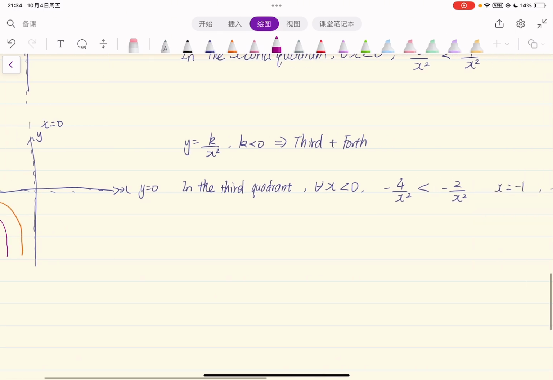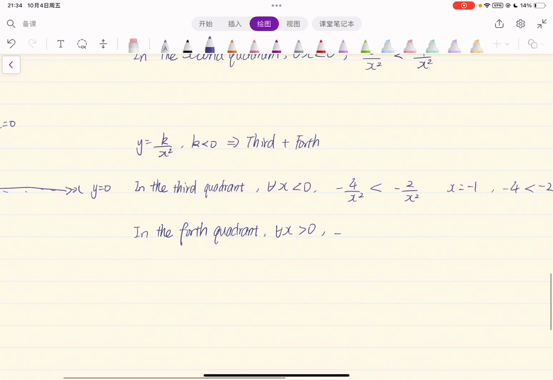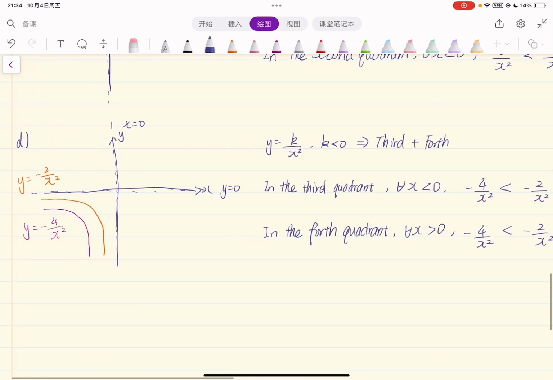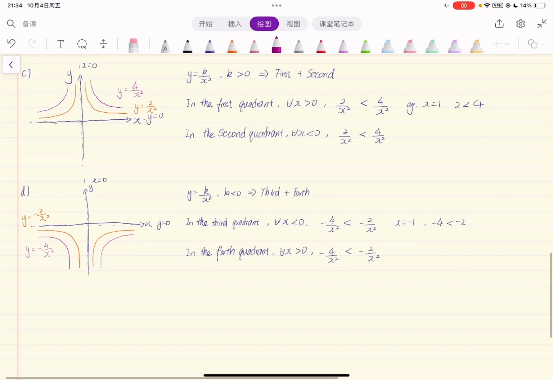How about in the fourth quadrant? So for all x greater than 0, similarly, minus 4 over x squared is also less than minus 2 over x squared. So we have the orange line above the purple one. Yeah, that is the answer for part D.